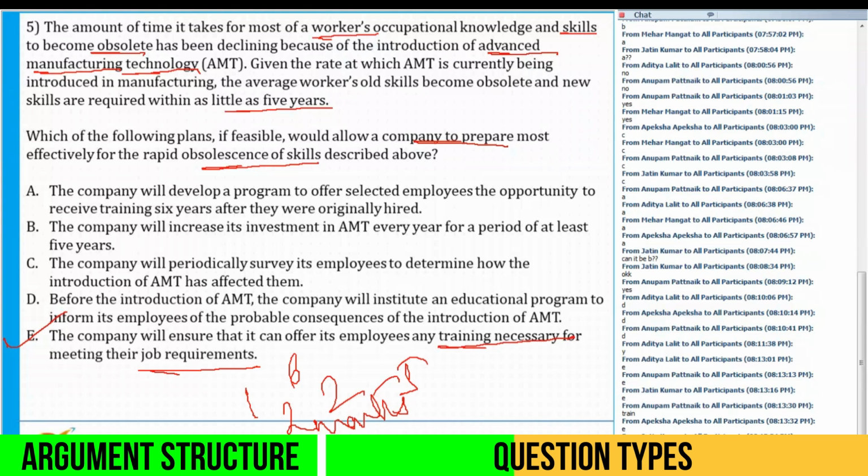Do you need to wait for 5 years? Should the employees receive training after every 6 years? No. Why? Because there are some skills that would become obsolete within as little as 5 years. So you cannot wait till 6 years. Many people try to mark A also. That is why I discussed A. Okay, good. Very, very good.